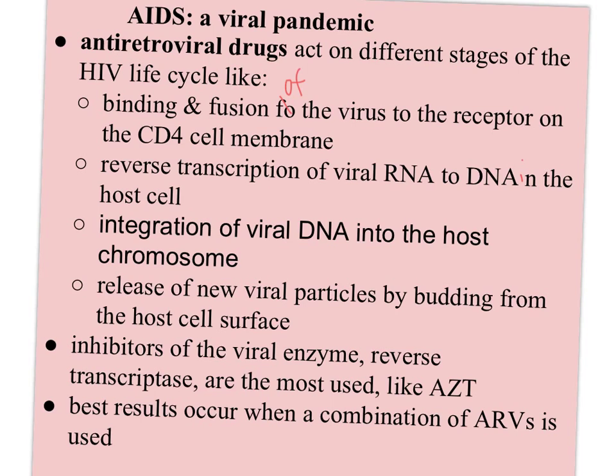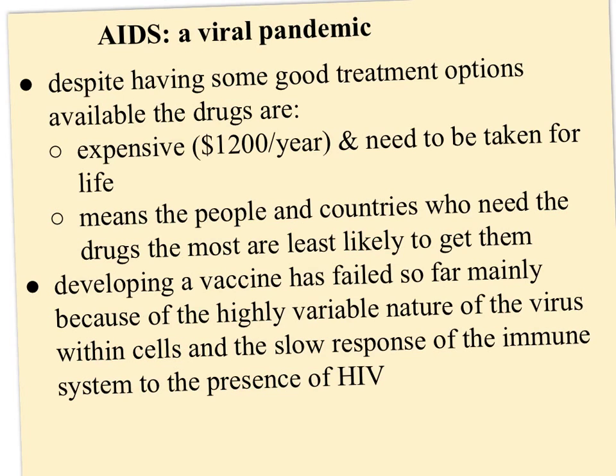Inhibitors of the viral enzyme reverse transcriptase are the most widely used ARVs. AZT is probably the most recognized antiretroviral medication used for AIDS, and has probably been around the longest. But really what works best is when a combination of ARVs is used. So often you talk about a cocktail that people have to take.